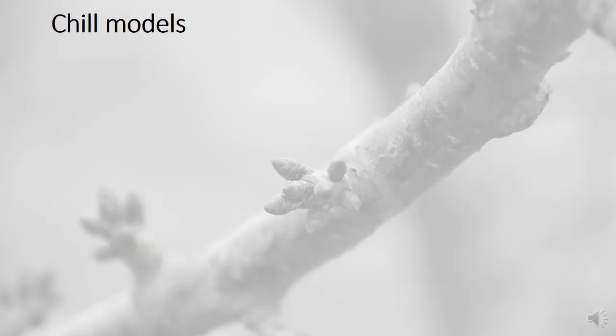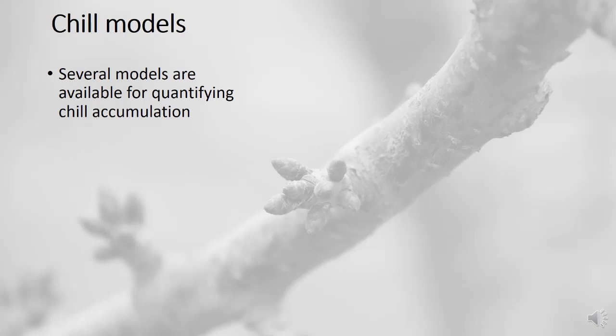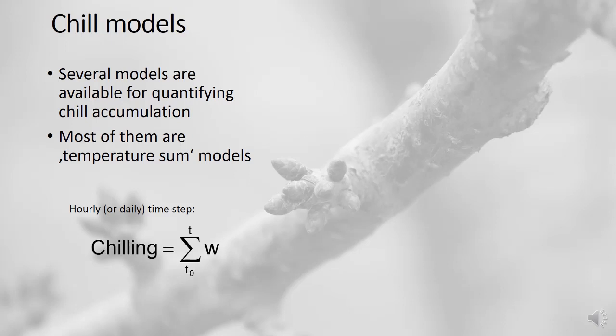In fact, we have a number of chill models we can choose from. Chilling hours aren't the only one. And most of these models are, in terms of the structure, quite similar. They're so-called temperature sum models, which means we have a temperature record, maybe an hourly record, sometimes a daily record. Most of the models actually require hourly temperatures. And for each hour, we look at the temperature that we're currently experiencing, and then we use a weight function to determine how effectively the trees accumulate chill at a given time.